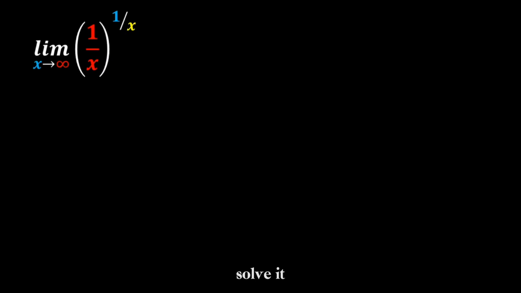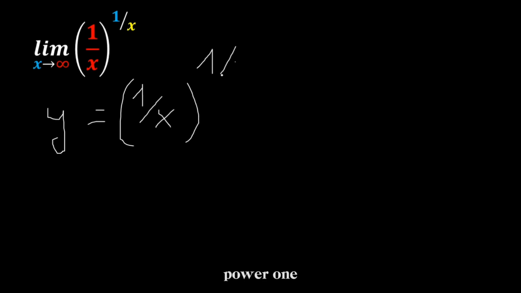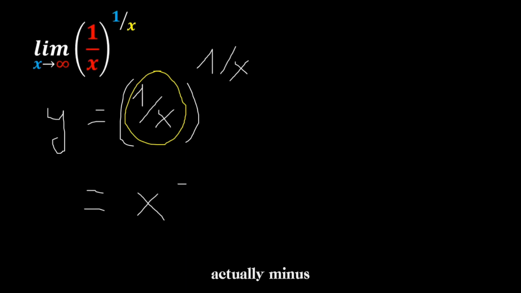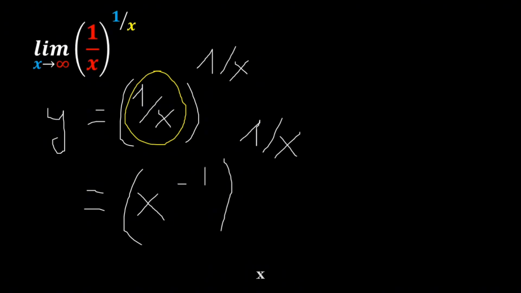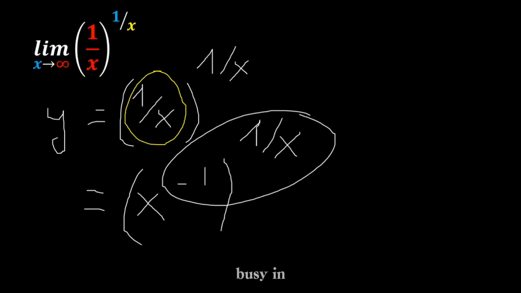Okay, how can we solve it? We can take a short trick. We can say y is equal to (1 over x) to the power 1 over x. How can we simplify the inside here? That will be equal to x to the minus 1, because 1 over x is x to the minus 1, all to the power 1 over x. From basic indices, you can just multiply here. Therefore, y will be equal to x to the power negative 1 over x. And that is what we have.